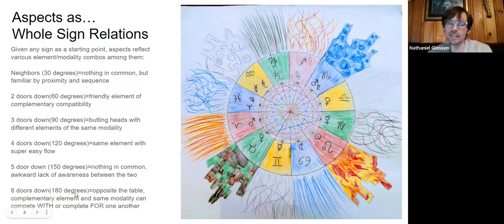And then finally, 6 doors down, 180 degrees. You go across there, and Cancer would find its opposite, Capricorn. But you think about, Cancer's mama, Capricorn's daddy a lot, the internal and the external authority on that parental axis. So the opposite, it's a complementary element. Hey, it's earth and water. We get along. We both want stabilization. It's the same modality. Hey, it's cardinal. We both want to take action.